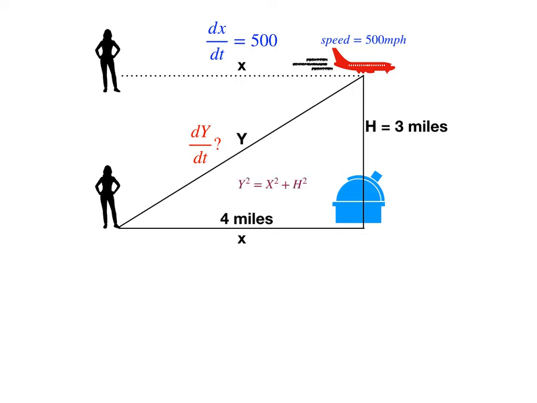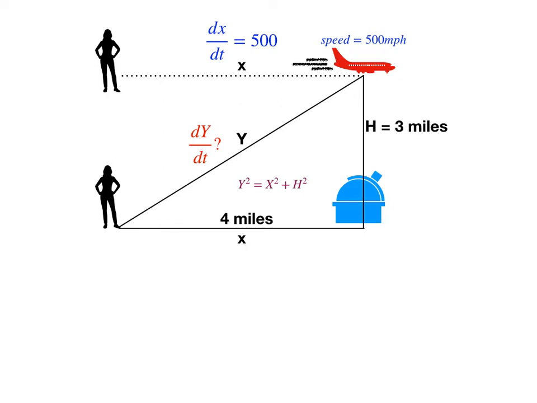We see that the positions of the airplane, you, and the observatory form a right triangle. And you can use the Pythagorean Theorem to conclude that y squared equals x squared plus h squared. So y is the distance between you and the airplane, x is the distance between you and the observatory, and h is the altitude of the airplane, or the distance between the airplane and the observatory.